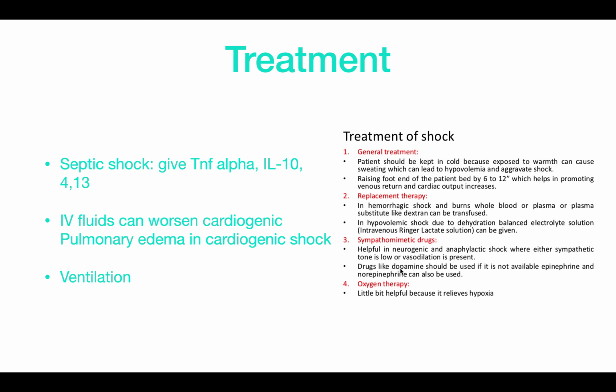Dopamine is going to be used if epinephrine is not available, and norepinephrine can also be used, but the first line drug of choice, epinephrine. This is only in super, super rare cases. Epinephrine is available in most clinics and hospitals. Oxygen therapy, ventilation. Okay, so quick little lecture for now.